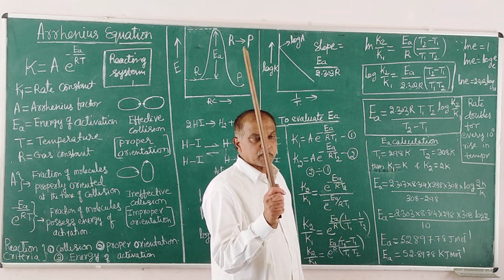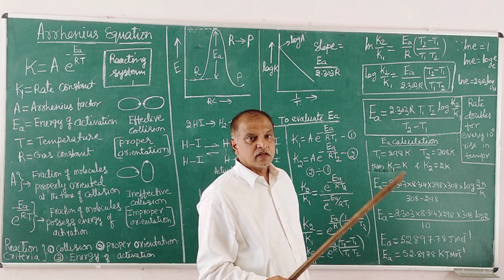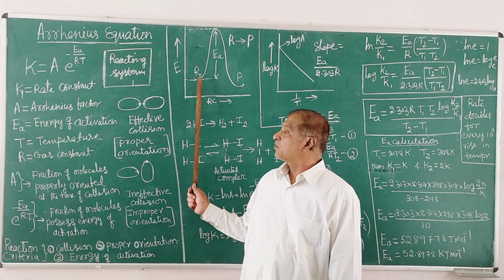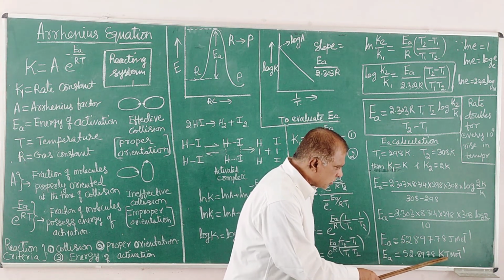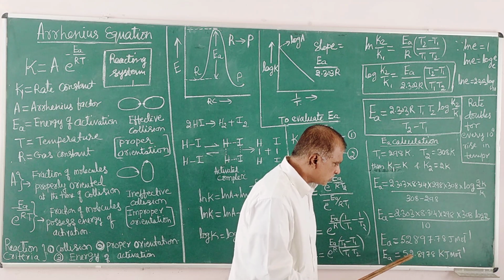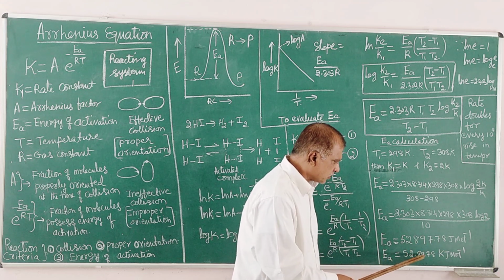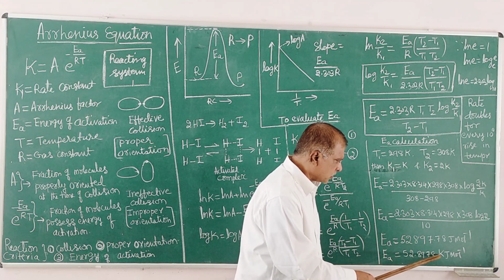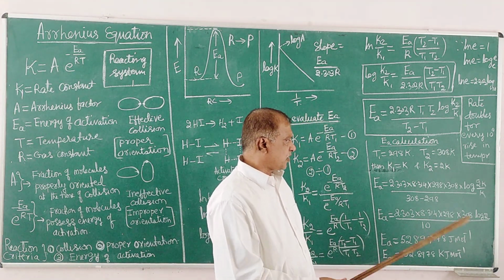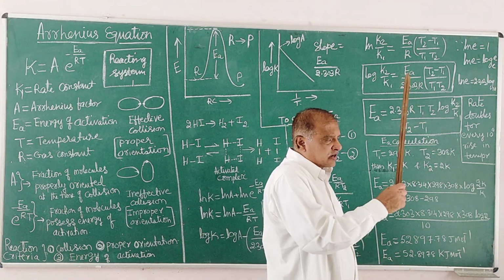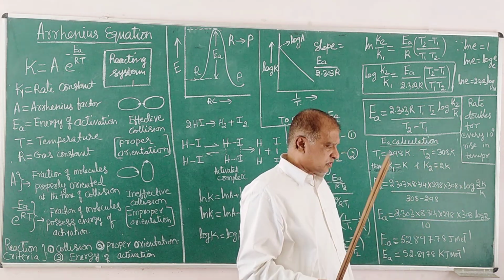How many joules do we require? Excess energy in addition to the energy they have. That is why it is joules per mole. In kilojoules, it is 52.89 kilojoules per mole, the energy of activation. This is how we can calculate. If you have other values, directly substitute and calculate. Let us work out other problems.